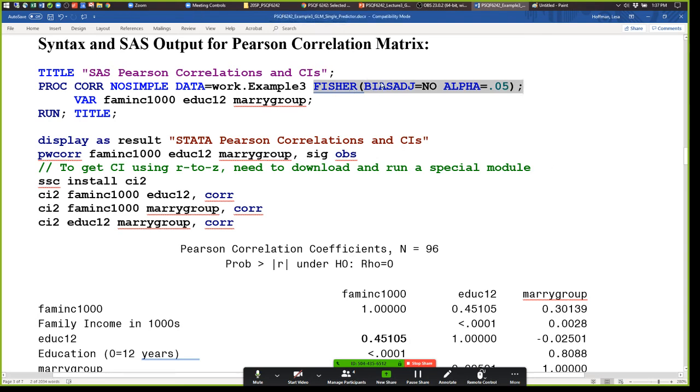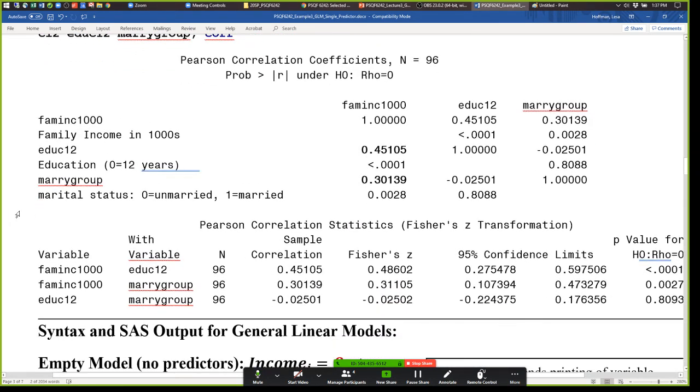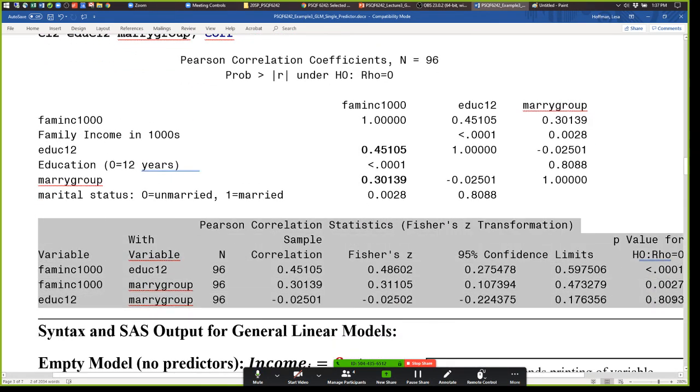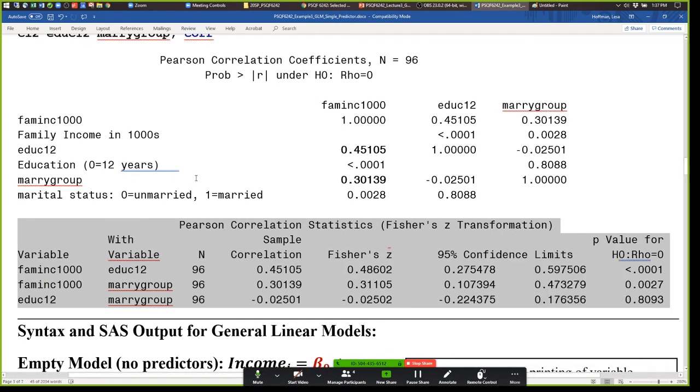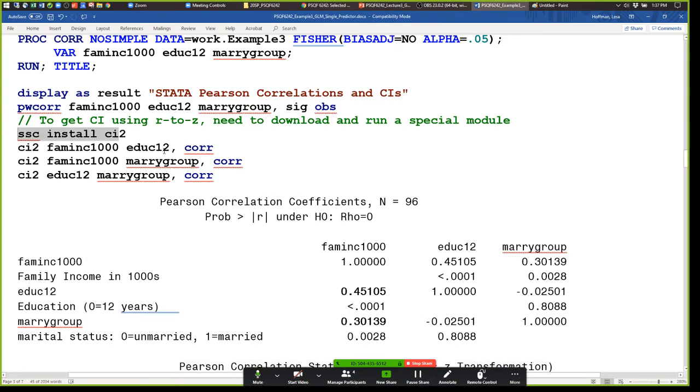This piece right here gives you the Fisher R to Z transformation by which you can get confidence intervals around your correlation. This CI2 thing in Stata does the same thing. So that generates this extra output right here. I didn't make you guys do anything with this because I wasn't for sure that I'd be able to get all of you to be able to install this extra piece to do it in Stata.